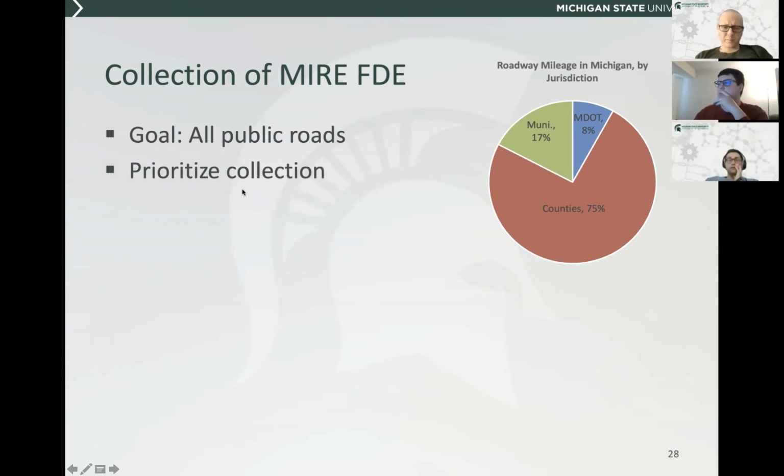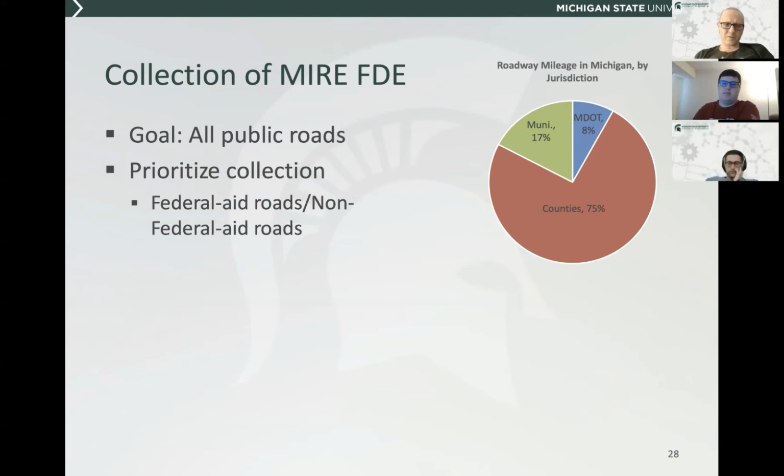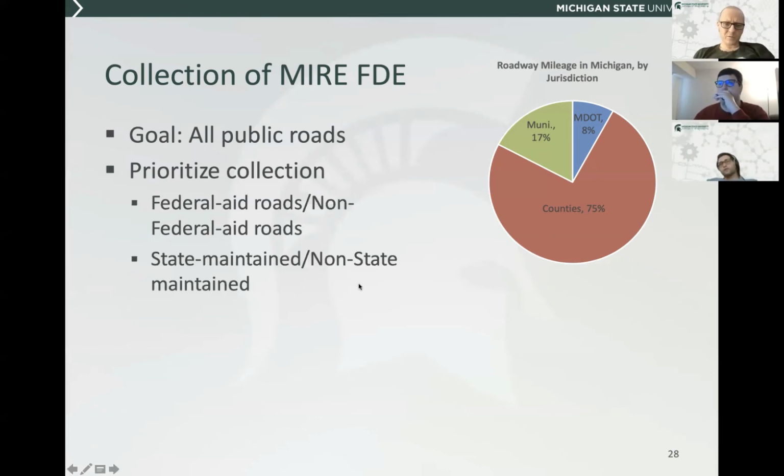With that being said, data collection was prioritized, as noted in the preceding slide. So federal aid roads versus non-federal aid. Federal aid is where all of those funds are going ultimately, and that's why there was a specific impetus to capture information on those higher class roads. Likewise, state maintained versus non-state maintained. And again, a lot of that was triggered by funding mechanisms by and large, in terms of where those funds would go for roadway improvements.